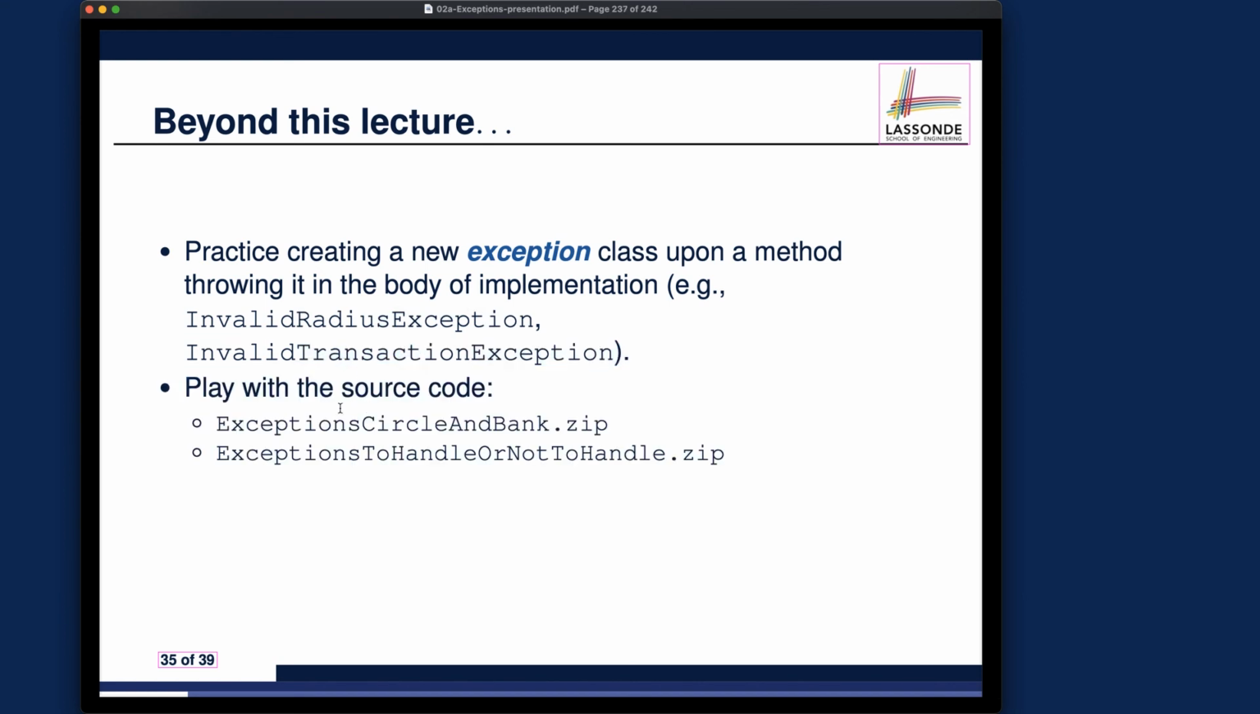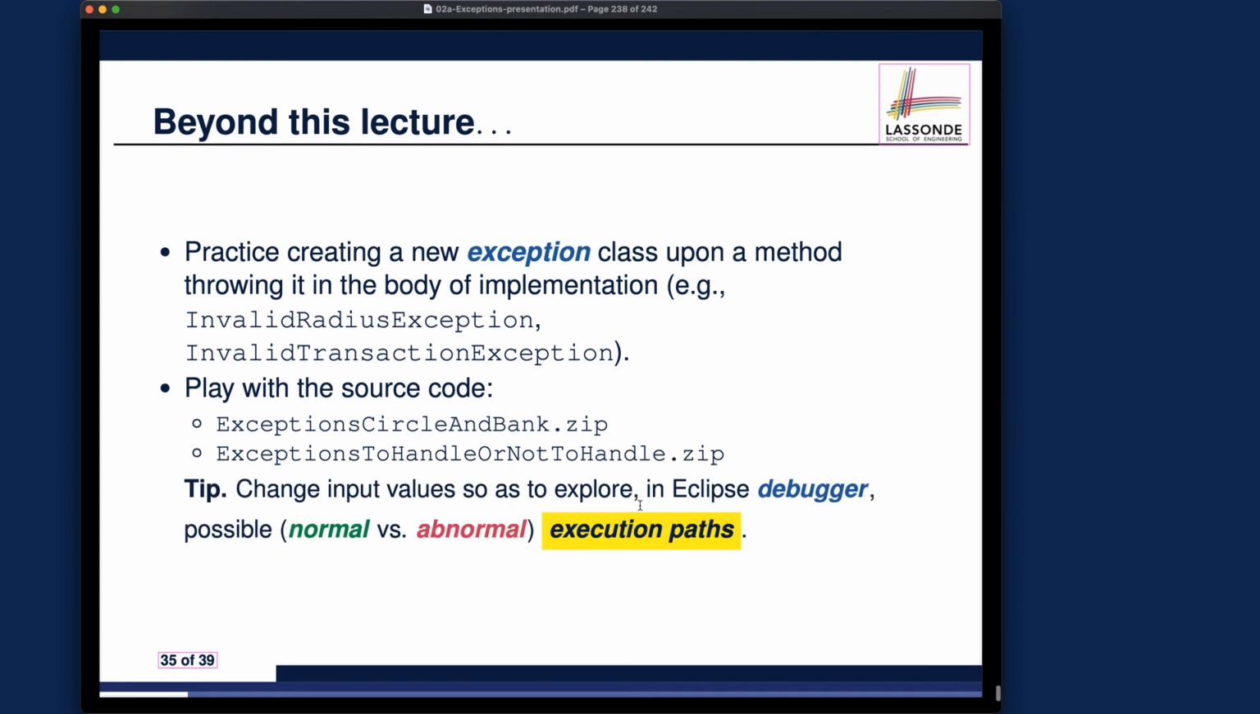And then I want you to play with the two Java projects made available to you. You can simply import these two archive files into your workspace. You can create another workspace if you like, or you can just use the one that you used for the review tutorial series. You want to go into the source code made available to you and change the input values so as to explore in the Eclipse debugger. I want you to go slow motion, line by line, step into if necessary, but normally just step over.